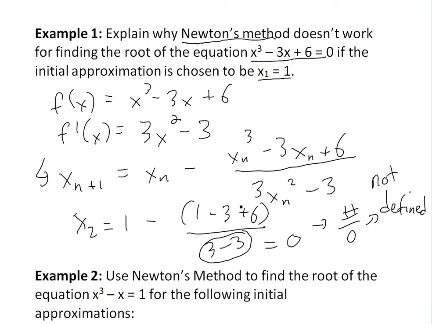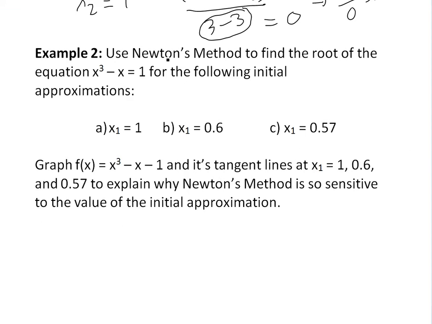Let's look at example 2 now. Example 2 says use Newton's method to find the root of the equation x cubed minus x equals 1 for the initial approximations x1 equals 1, x1 equals 0.6, and x1 equals 0.57. Basically graph it and its tangent lines to see why it's so sensitive to the initial approximation.